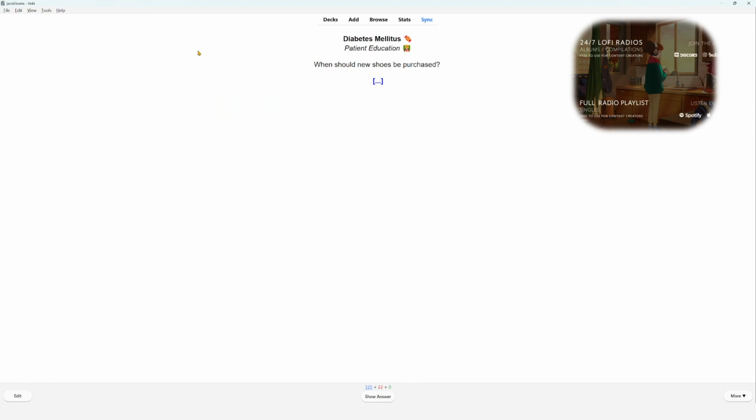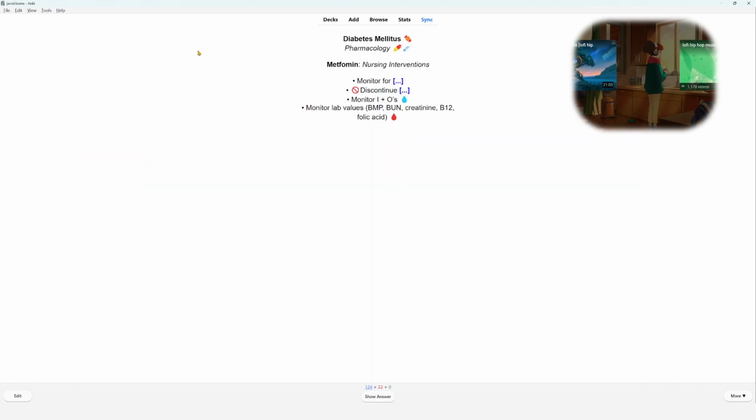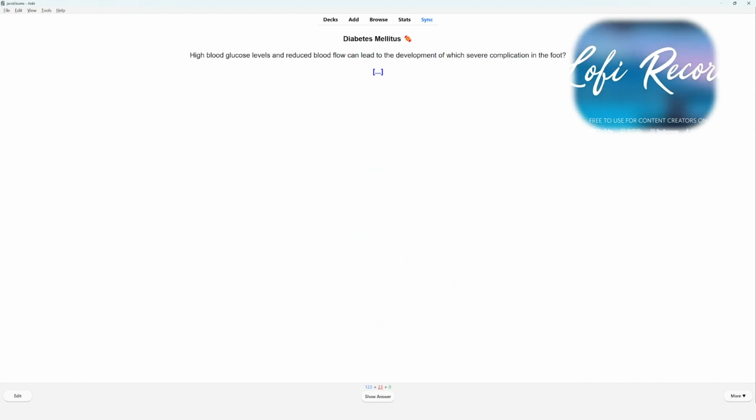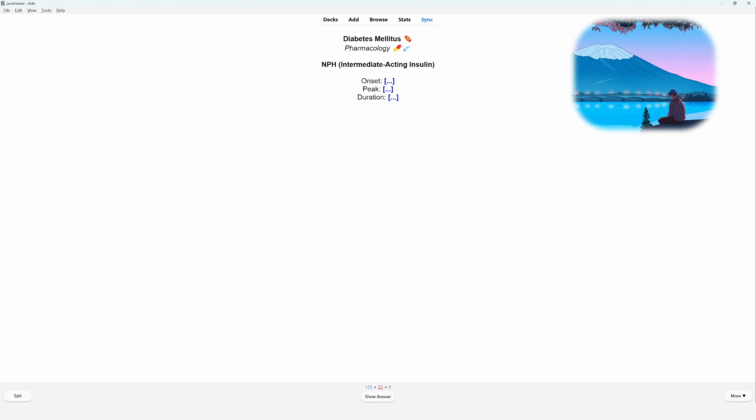When should new shoes be purchased? Later in the day. Hit 4 here for easy. Metformin, we're going to monitor for signs and symptoms of lactic acidosis and discontinue the medication if so. Good deal. High blood glucose levels and reduced blood flow develop. Okay, diabetic foot ulcers. 1.5, 4 to 12, and 16 to 24.